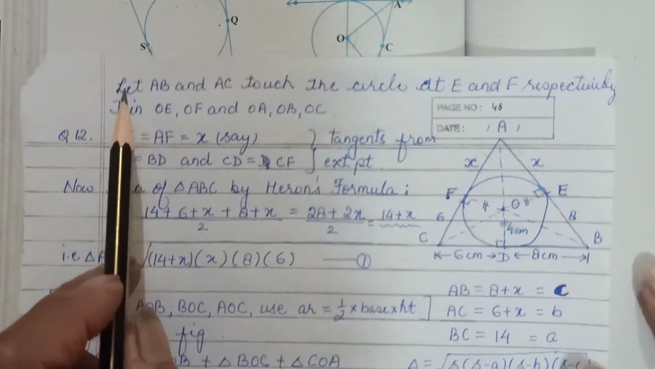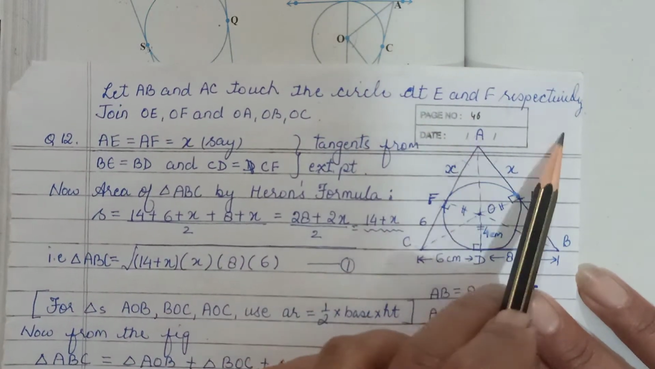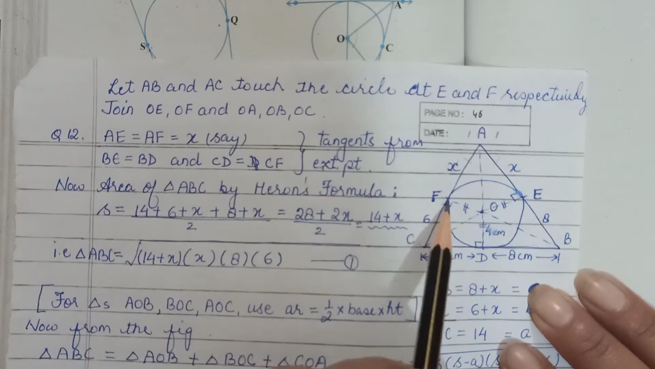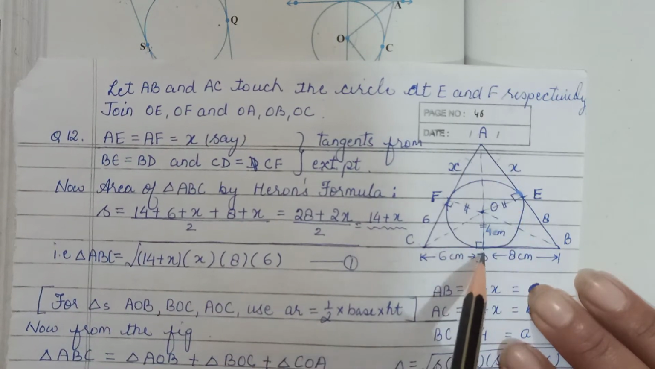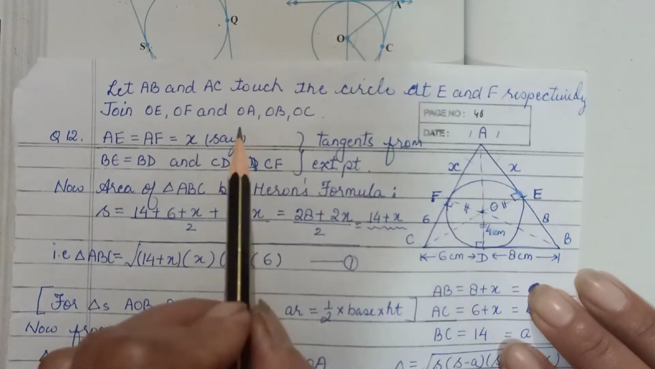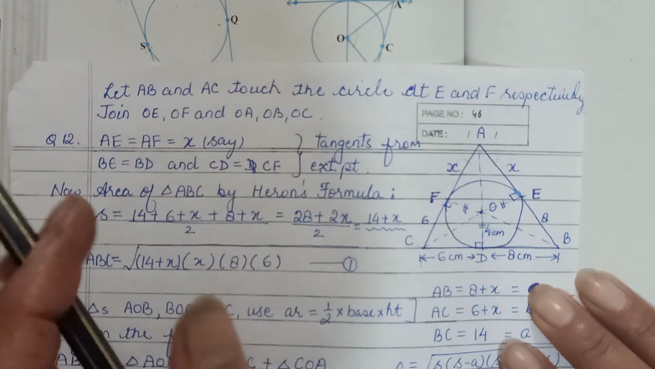So I've considered let AB and AC be touching the circle at points E and F respectively. Then you have to join OE and OF. They'll be perpendicular as well, because the radius is perpendicular to the tangent. So this was perpendicular already, and these will also be perpendicular. And we'll also join OA, OB, OC. That's the construction required.